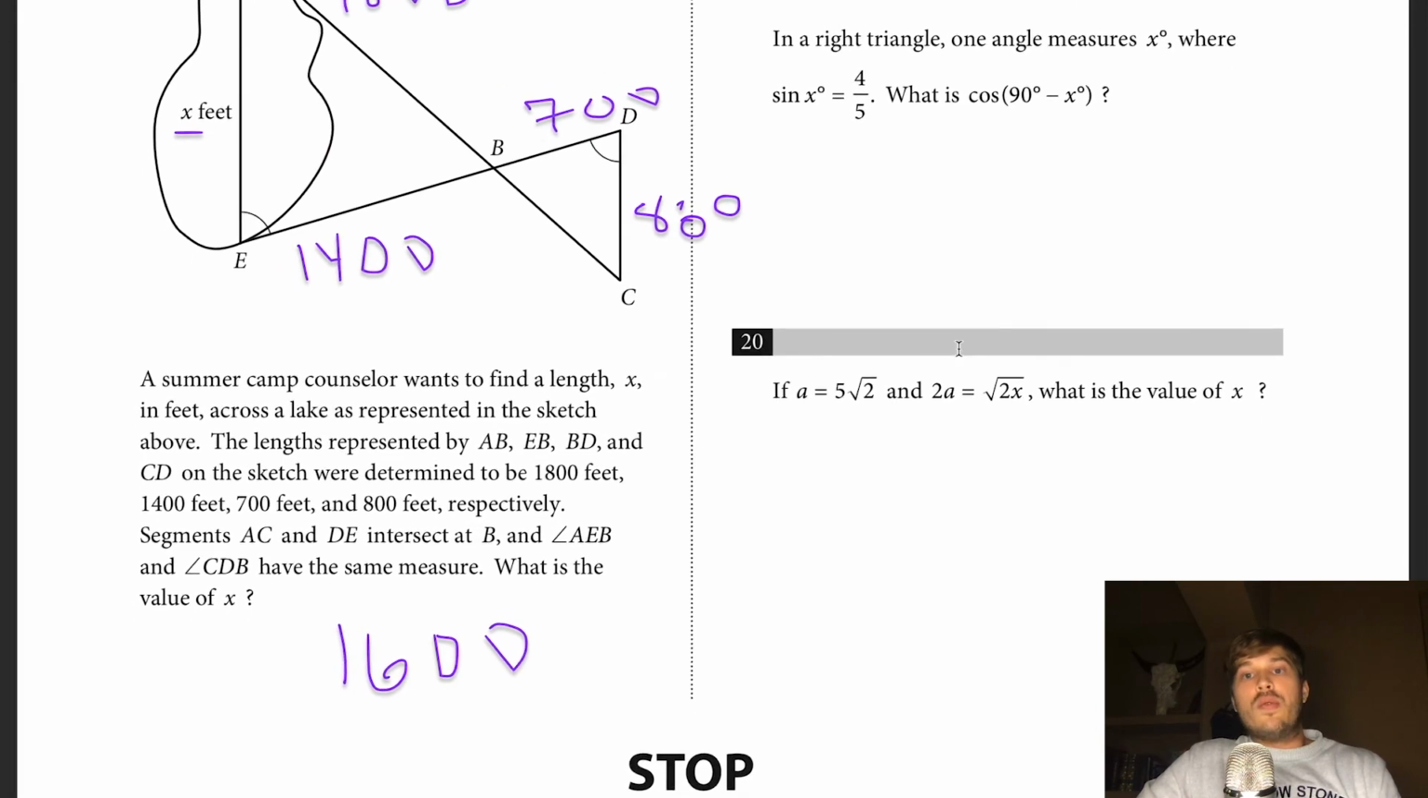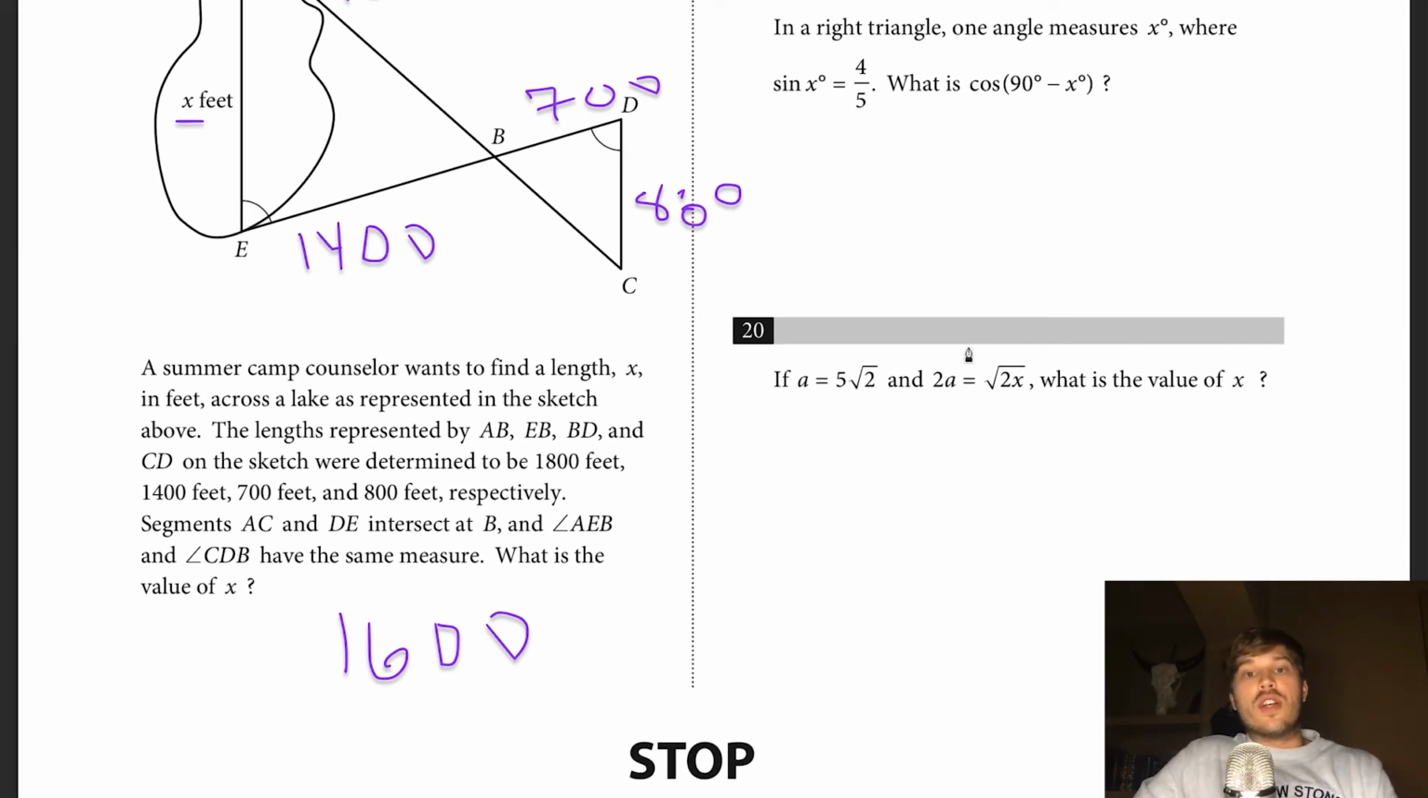2 more, 19. In a right triangle, one measure x degrees where sine of x equals 4 over 5. What is cosine of 90 degrees minus x? Okay, so if you don't know already, 90 degrees minus x is the relationship between sine and cosine. So this answer is also just going to be 4/5. But let's draw a right triangle so you can see it.